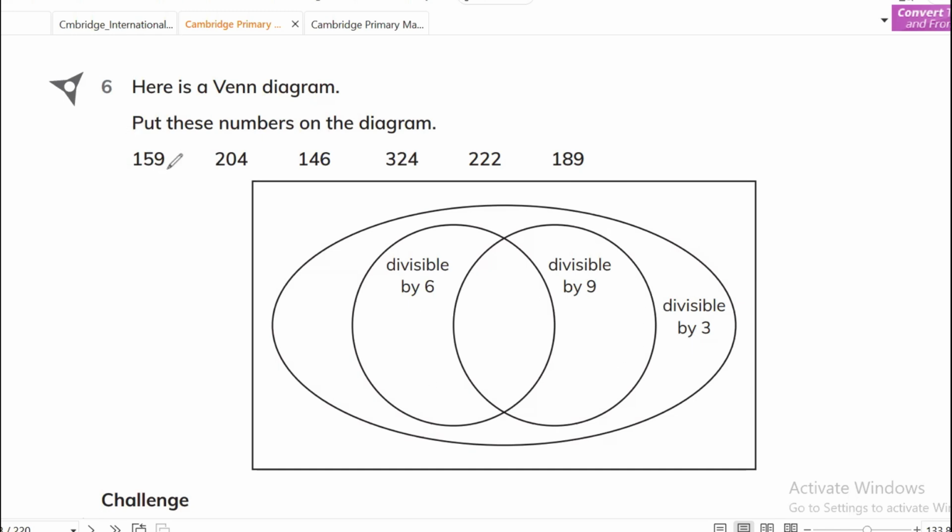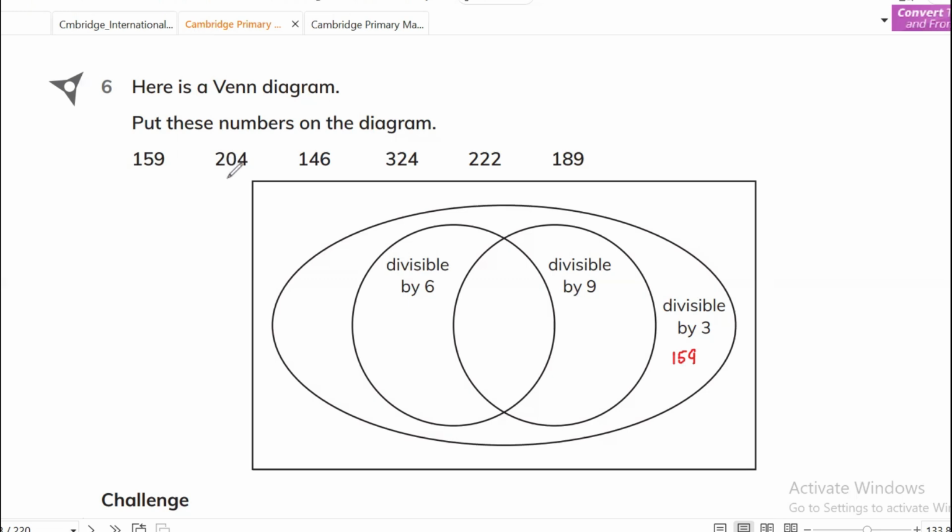So if we check the first one, 5 plus 1, 6. 6 plus 9, 15. So it means this is divisible by 3. We can write 159 here. And if we check this one, 204, the sum of the digits is 4 plus 2, 6.